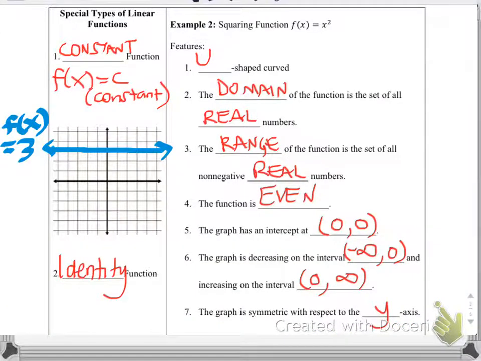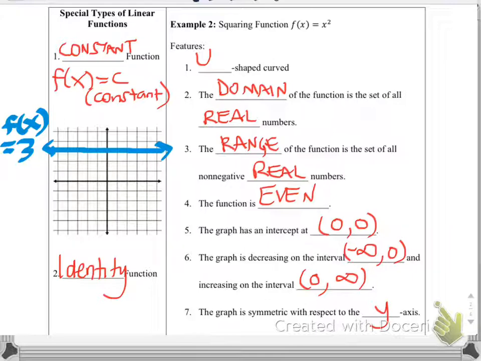Okay, so if you want, you can stop the video and write this stuff down and then replay it, because we're going to go over this now. There are, again, special types of functions that you should put to memory, their graphs, and know about certain characteristics of their graphs. So we're actually going to look at special types of linear functions. We're going to look at that last.